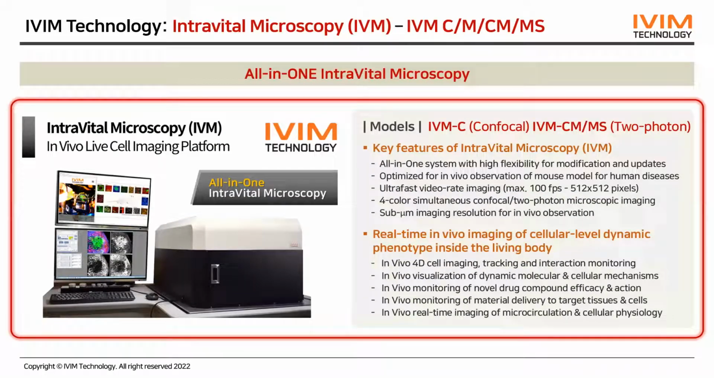With an ultra-fast video rate of up to 100 frames per second, we can even capture fast dynamics such as red blood cells flowing inside the blood vessels. We can get 4-color confocal and two-photon imaging with submicron resolution, which finally enables real-time visualization of live cell dynamics such as microcirculation and cellular physiology in vivo.